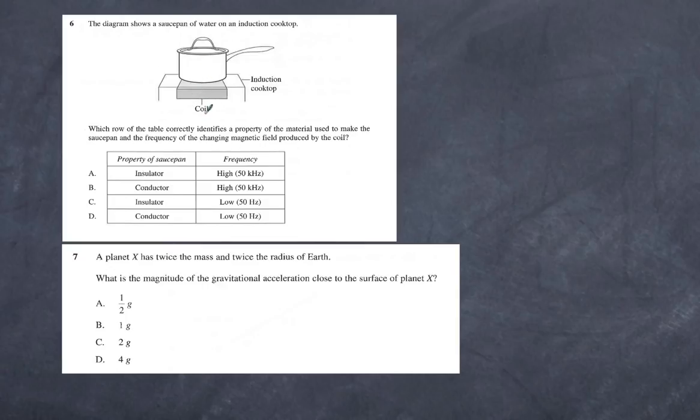I need a rapidly changing flux. That means I need a high frequency. But the material must be able to conduct electricity, and so we need a conductor. And therefore, the only answer becomes B.